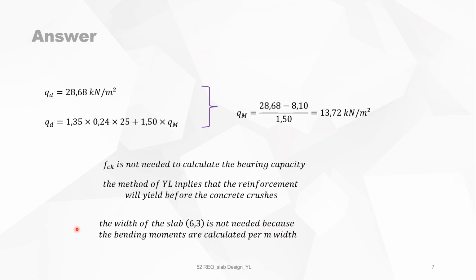And the second element that we are not using is the width of the slab, 6.3 meter. This we don't use because the bending moments we have calculated per meter width. You can include the width, but you do not need it. It drops from both sides of the equation.